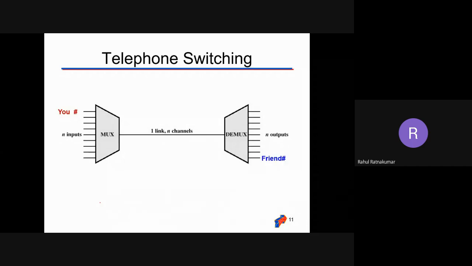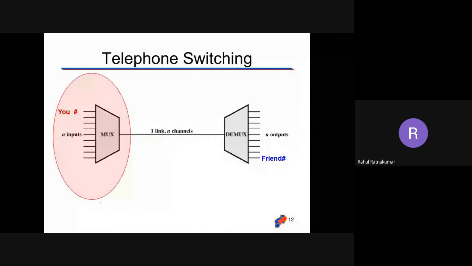So multiplexing means there are multiple inputs. We have to select one of them, and we allow the transfer first, and then we allow the transfer second, and so on and so forth. And a demultiplexer is the opposite. We have one channel or one input coming, and we need to spread it, share it into multiple outputs. So the best example for multiplexer and demultiplexer is telephone switching.